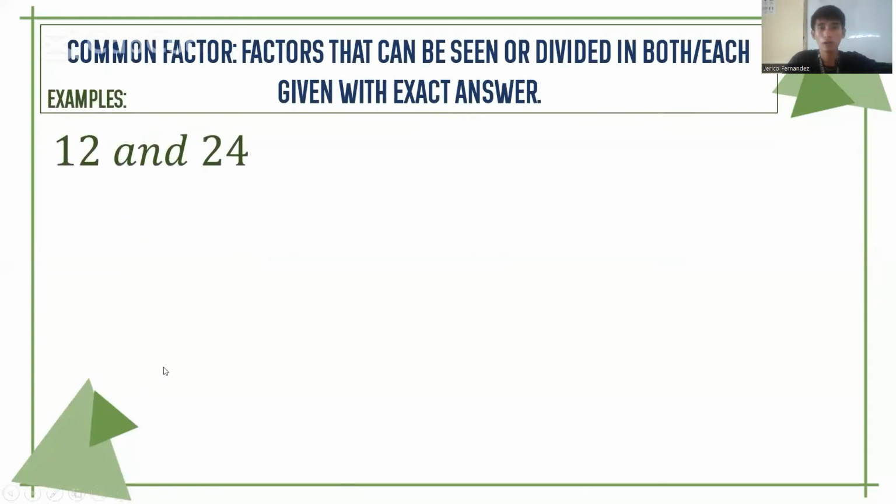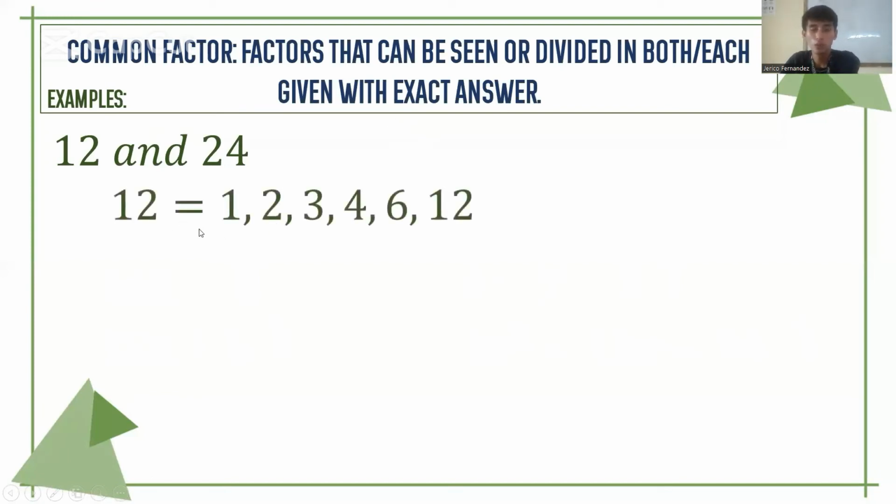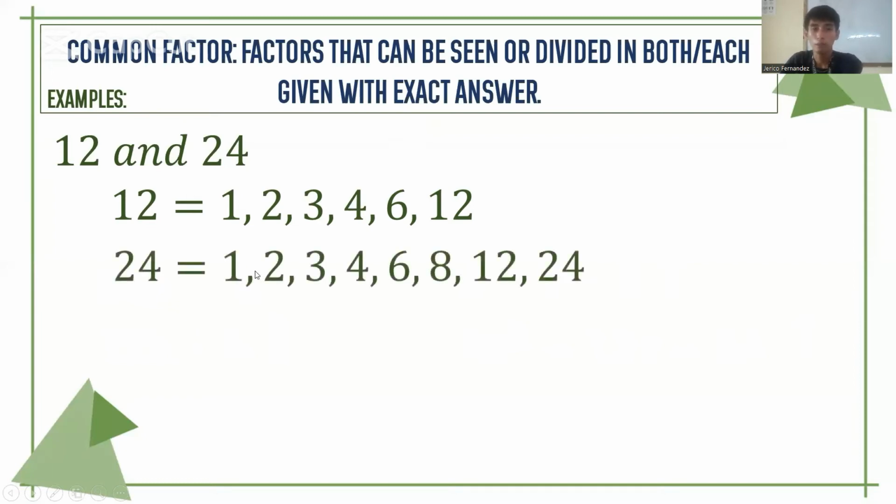12 and 24. Para malaman natin yung common factor nila, ilagay natin lahat ng factors, 12 and 24. Sa 12, we have 1, 2, 3, 4, 6, and 12. 1 times 12, 12. 2 times 6, 12. 3 times 4, 12. So, ito yung 12. 24, we have 1, 2, 3, 4, 6, 8, 12, and 24. 1 times 24 is 24. 2 times 12 is 24. 3 times 8, 24. 4 times 6, 24. So, these are the factors.